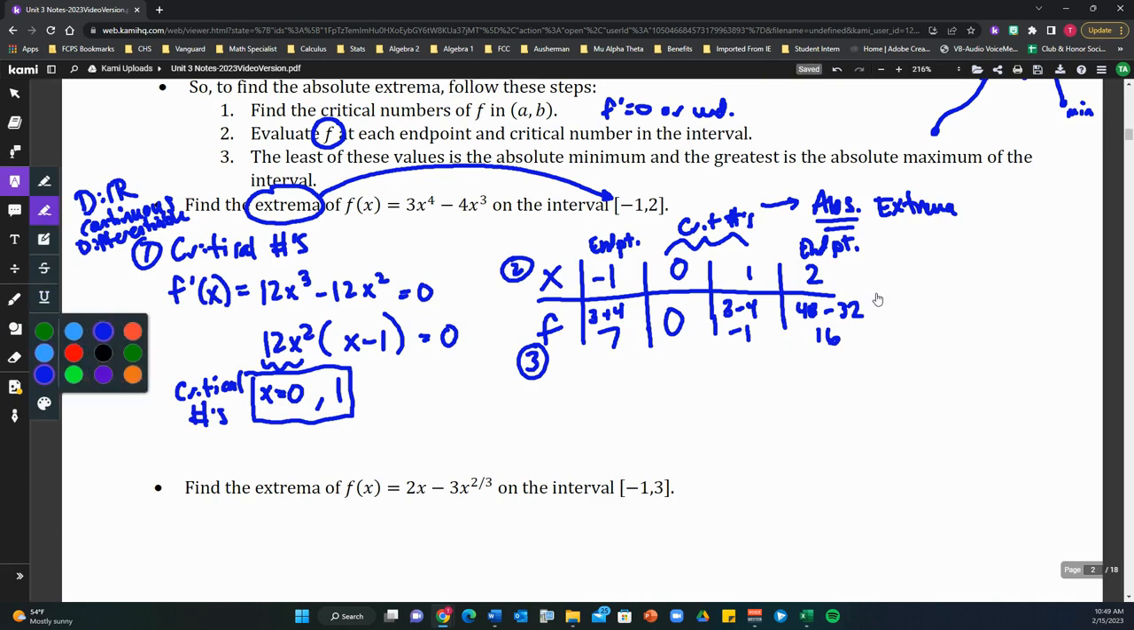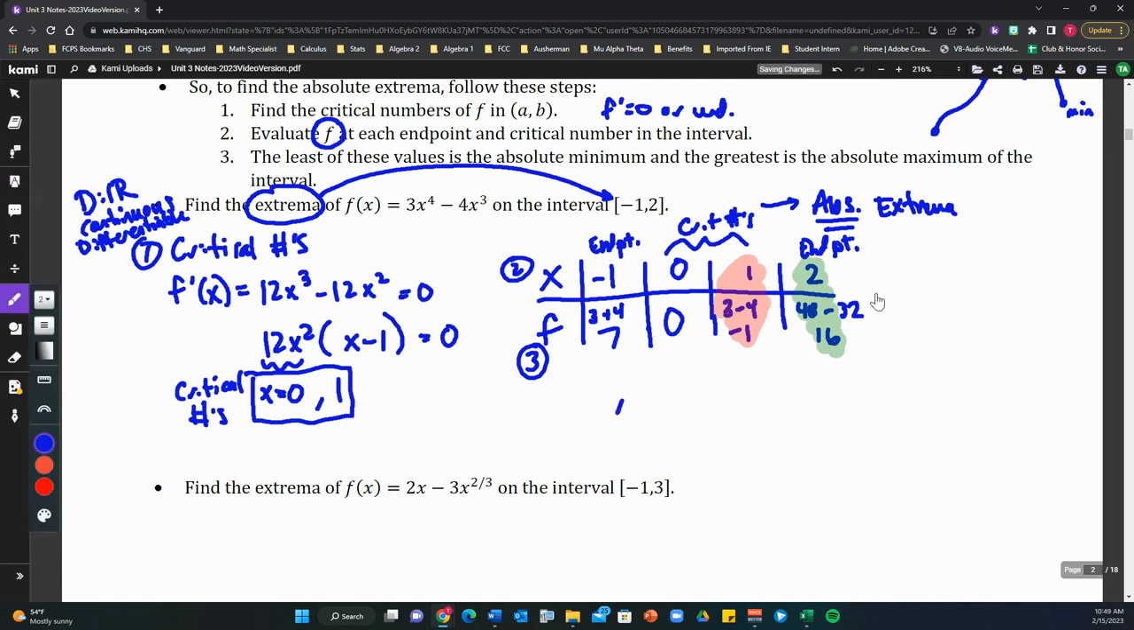Then step 3 would be identifying, out of those y values, which are the biggest and smallest. Out of all of those, -1 is the smallest y value, and positive 16 is the largest. So then I can say that we have an absolute minimum on this interval at the point (1, -1), and we have an absolute maximum at the point (2, 16).